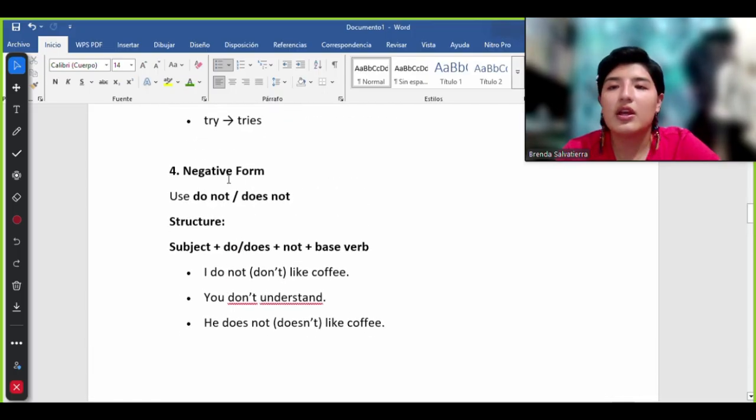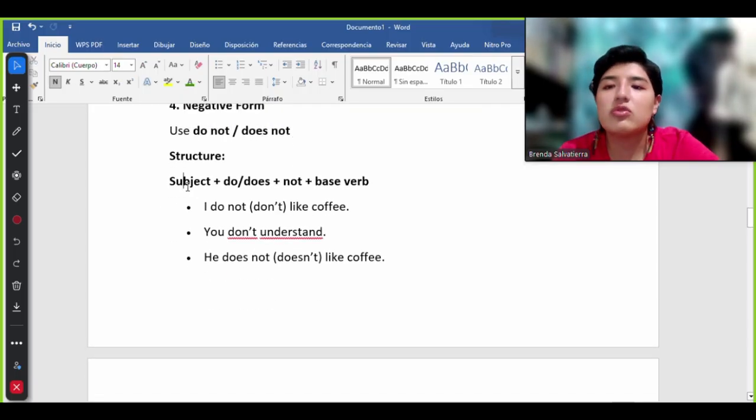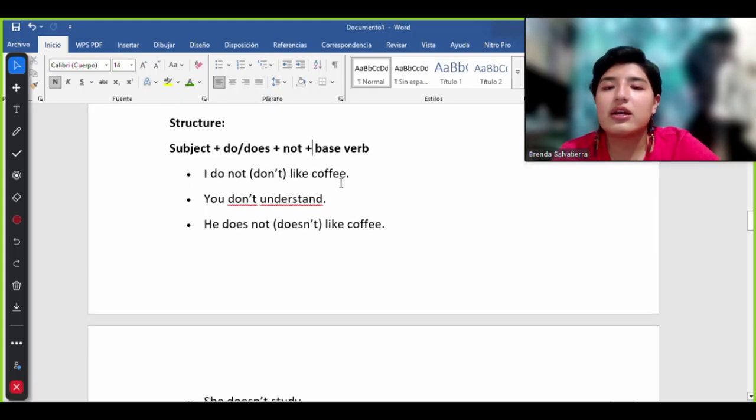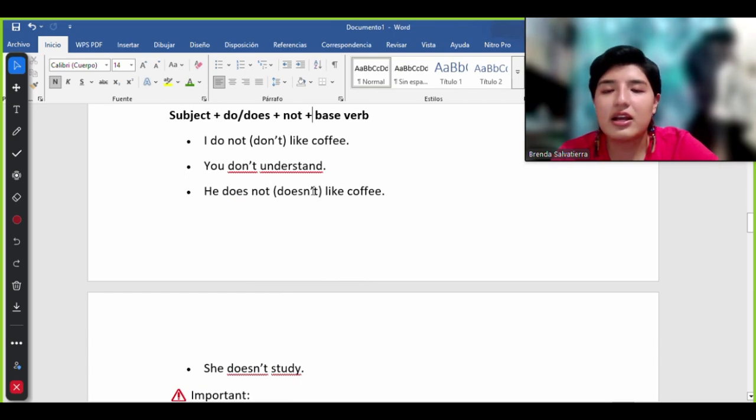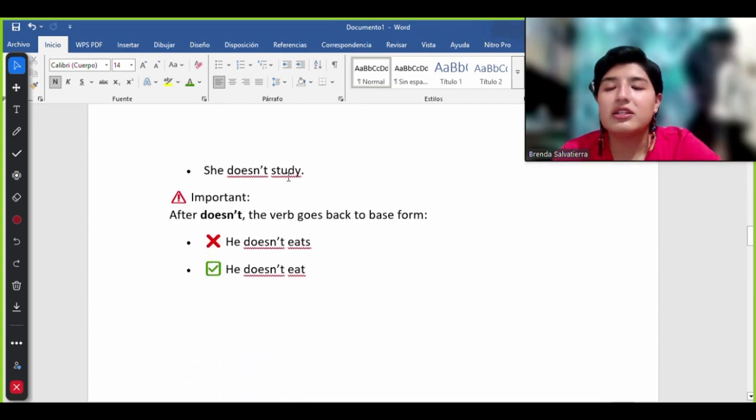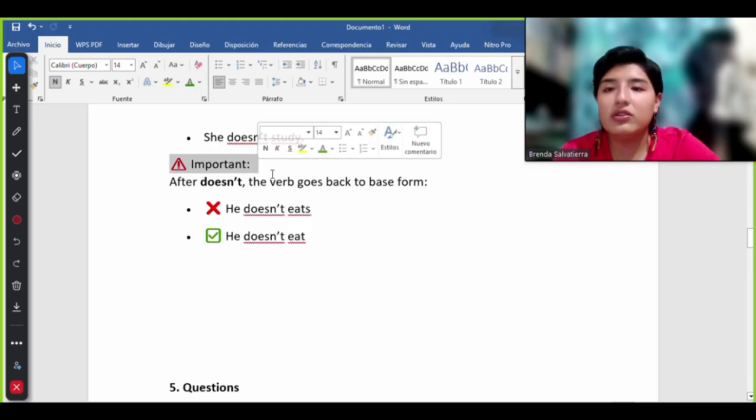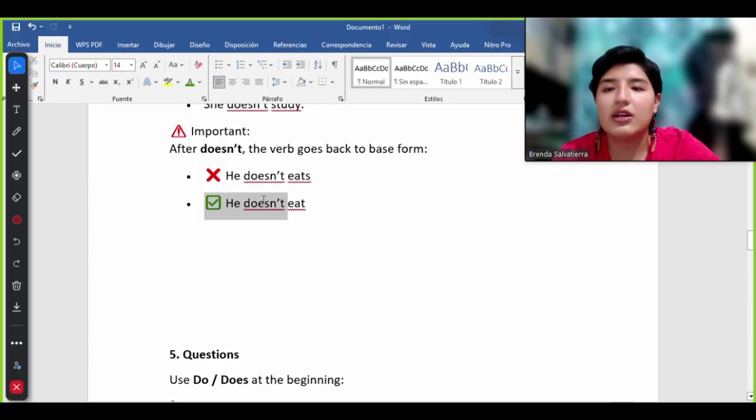Okay. Number four, negative form. Use do not or does not. Don't, doesn't. Right. The structure. Subject plus do or does, plus not, plus the base verb. I do not like coffee or I don't like coffee. Okay, you don't understand. He does not like coffee. He doesn't like coffee. She doesn't study. Something important. After doesn't, the verb goes back to base form, like here. He doesn't eat. Okay, in base form.